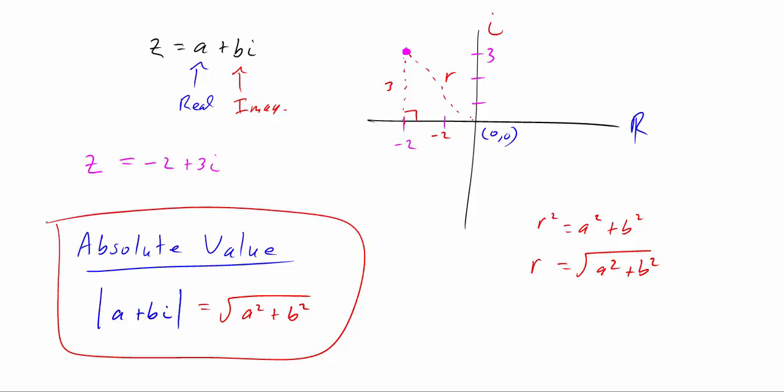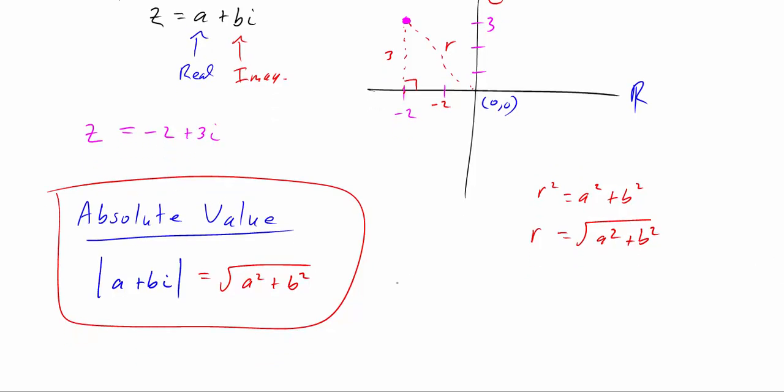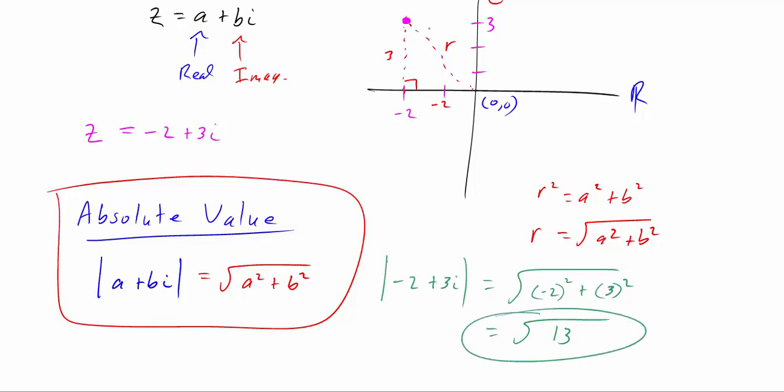So if we were trying to calculate the absolute value here of negative 2 plus 3i, then that would be simply the square root of negative 2 squared plus 3 squared, and we would end up with 4 plus 9, which would be the square root of 13. So here, how far away from the origin is this point? That's going to give us the square root of 13. That's the absolute value.